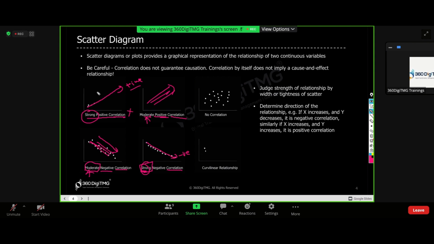This is only between x and y, nothing else, because scatter plot is a bivariate analysis.